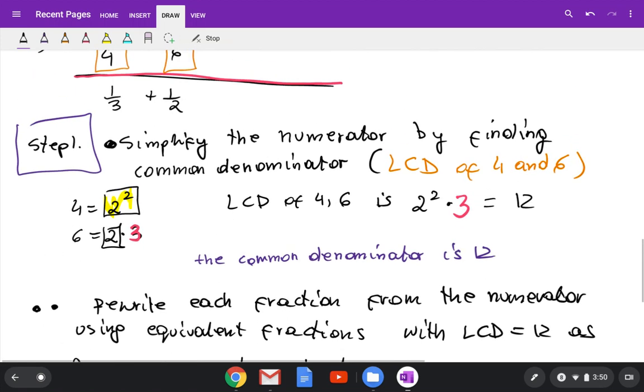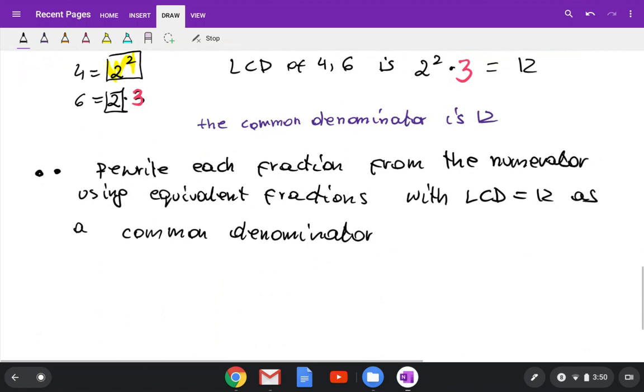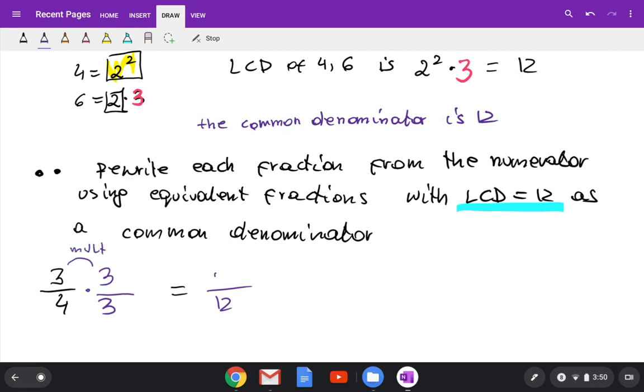Okay, so we have 3 over 4. Okay, so our first fraction is 3 over 4. We know the common denominator will be 12. We find that. So from 4 to get 12, of course, you need to multiply 4 by 3. Since you multiply denominator by 3, you also have to multiply numerator by 3. So now we're having 3 times 3. That will give you 9. So 3 over 4 is the same as 9 over 12.